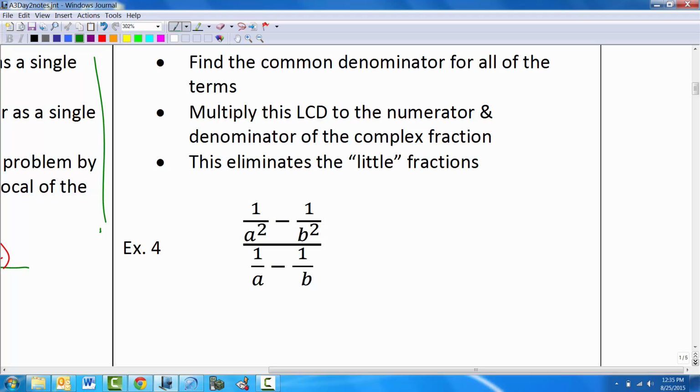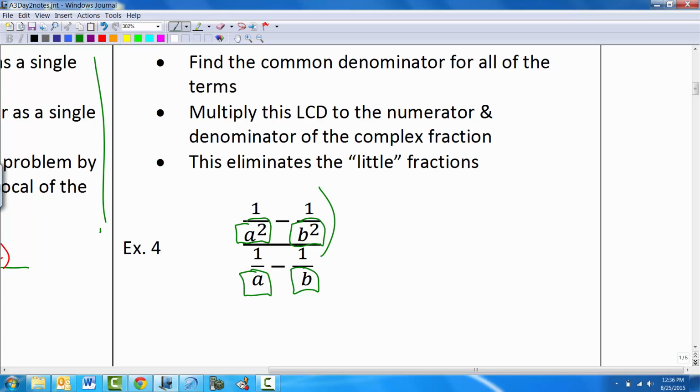We could still do this one like the last one. We could turn this into one fraction, turn this into one fraction, and then flip, divide, flip. But I'm going to show you the other way in case you like it. So what is the LCD of all the little denominators? A squared, b squared is correct. That covers everything.